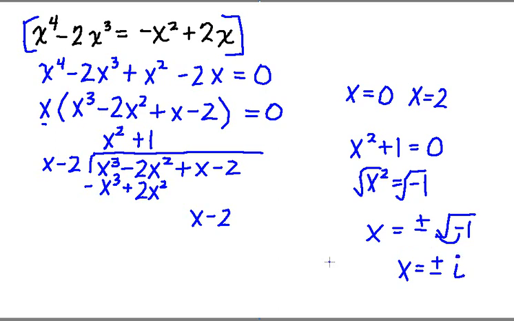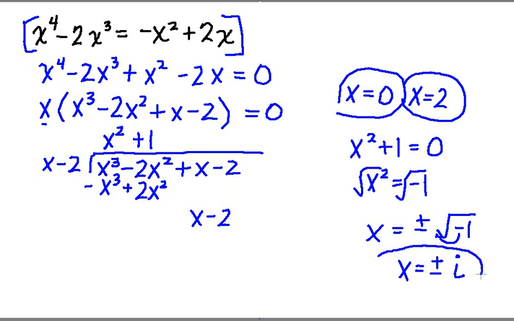So in this particular problem, I end up with 4 solutions. 2 are real and 2 are imaginary. My first solution is x equals 0. My second real solution is x equals 2. I could have read those straight off the graph like I showed before. What I couldn't have read off the graph is x equals plus or minus i. Okay, I had to actually solve for that.